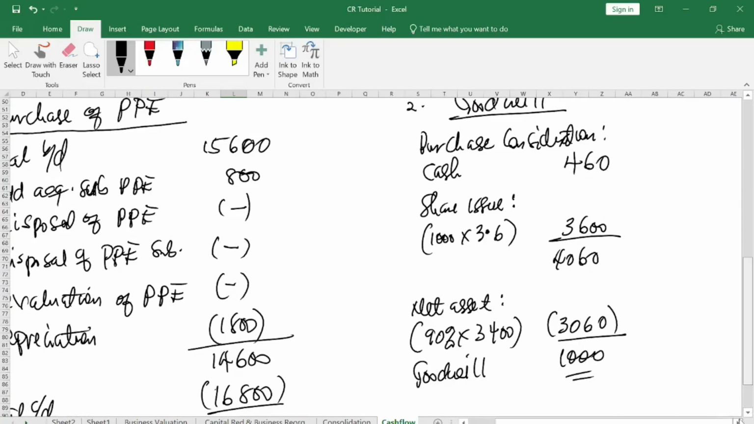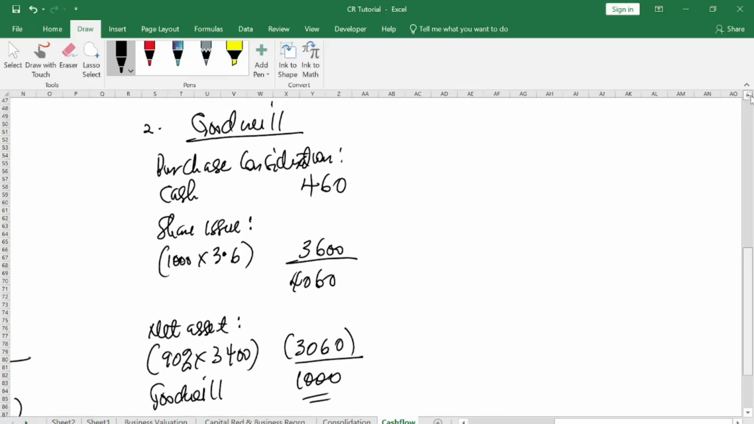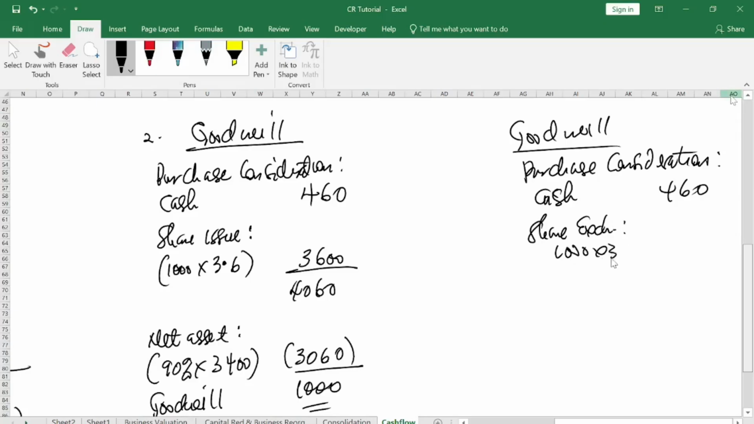Or you can decide to use this option. You have your purchase consideration. You have your cash, which is 460. You have your share exchange, which is, as we did here, times 3.6. That gives you 3,600. When you add it, that gives you 4,060.